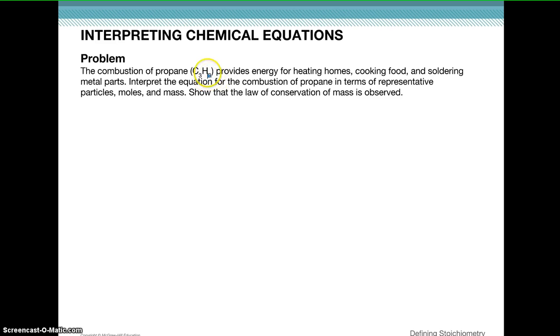The first thing we need to do is write our balanced equation. And we know that in combustion, whatever we are given, C3H8, reacts with oxygen gas, and the two products of combustion are CO2 and H2O. Then we need to balance our equation. We have 3 carbons, so we'll put a 3 there. We have 8 hydrogens, so we'll put a 4 there. 3 times 2 is 6, plus 4 is 10 oxygens, so we put a 5 there.